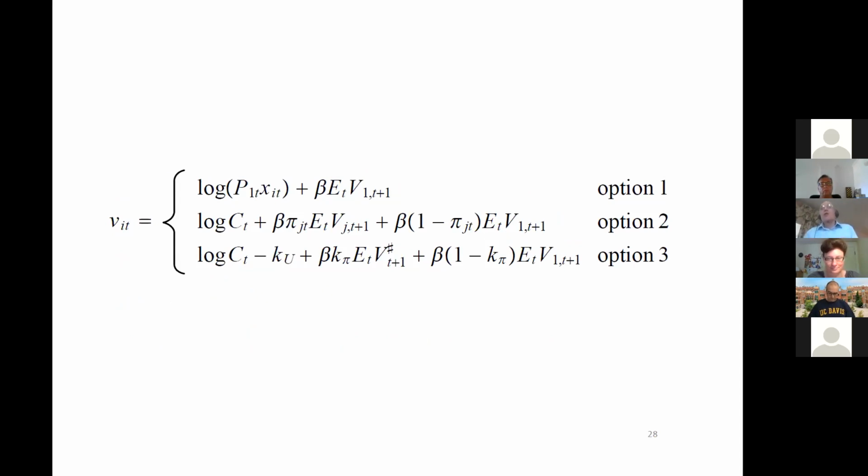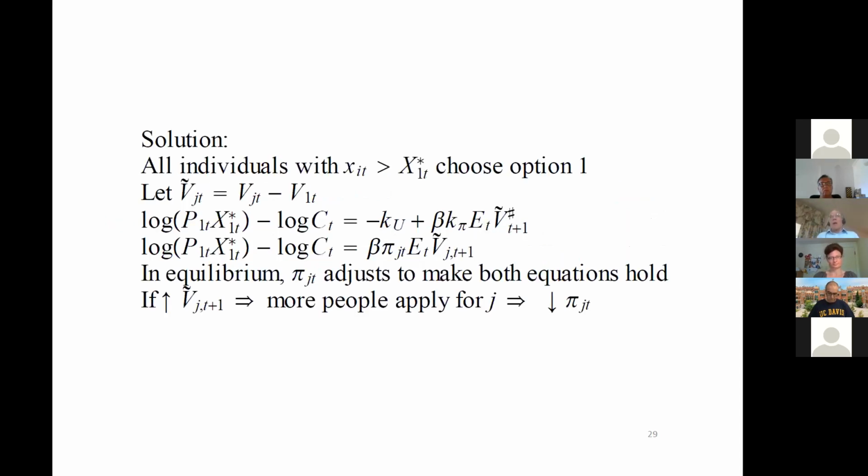And what they choose is going to be a function of XIT. As I say, the people who have high XIT, a high productivity of producing the unskilled good, are going to choose to do that this period. And the people with lower productivity this period are going to choose to try to do one of the other things. And so the solution is characterized by a productivity cutoff, X1T star, such that everybody who has productivity higher than X1T star is going to choose to produce the undifferentiated good. And everybody with lower productivity is going to choose one of the other options.